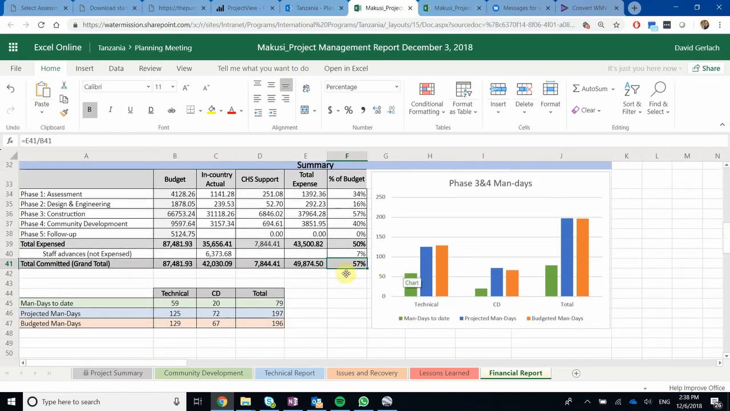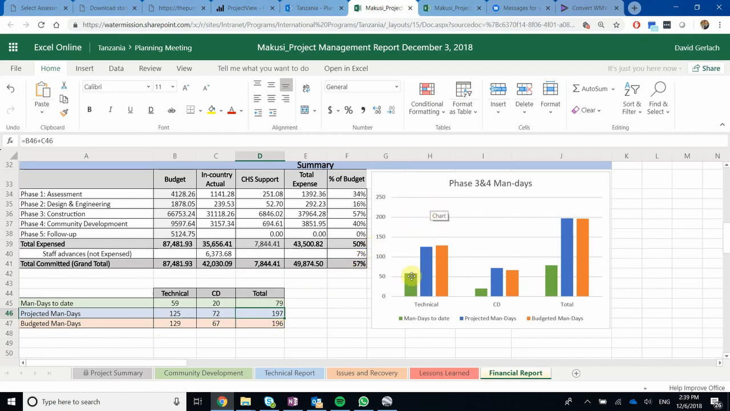Down here, the finance officers also want to understand the man-days and how things are working. So they want to know how many man-days to date technicians and community development officers have accomplished, the projected, how we're going to be moving forward, what we're projected to do, which is 197, and then what we budgeted for, which is 196. So right now we're in really good shape for this project. We're only one man-day above what we originally budgeted.